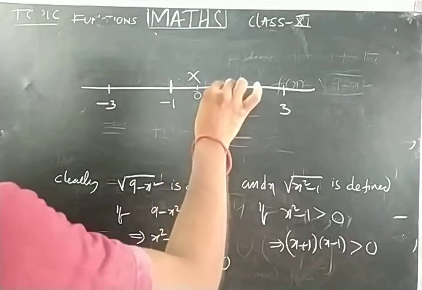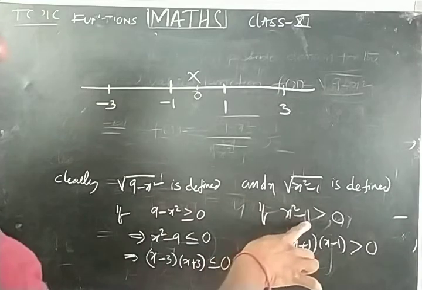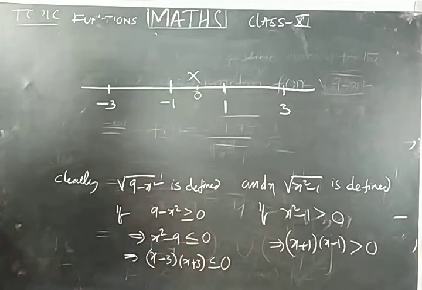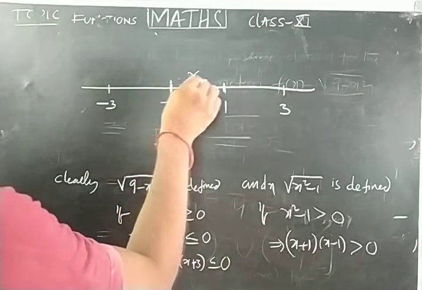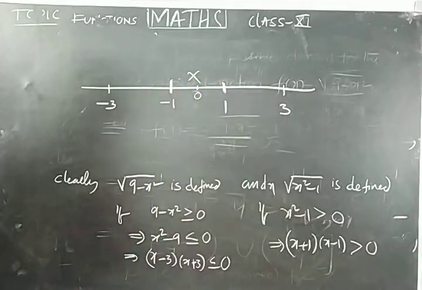Okay, let me check for 1. Again this will be satisfied, but here it will not be satisfied. Why? Because 1 minus 1 is again 0, and we don't have equality. We should not take this end point also. We should not take the real values that lie between minus 1 and plus 1, and we should not take minus 1 and plus 1 also.